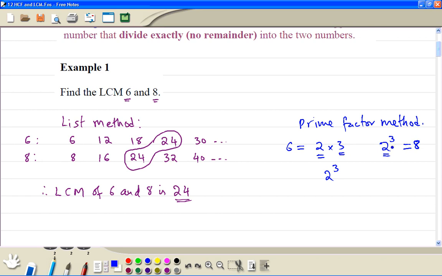So here basically 3 to the power 0 is there, because times 1 we don't write it. Here we have 3 to the power 1. So we're going to choose the highest one, so that's just a 3. So that's 8 times 3 is 24. So LCM of 6 and 8 is 24.